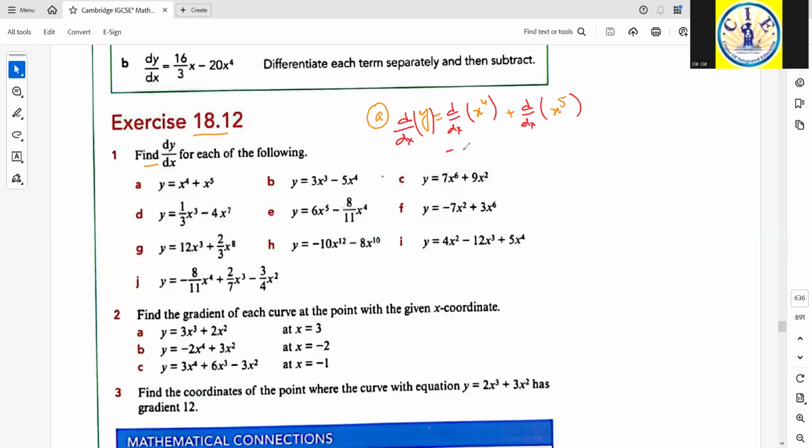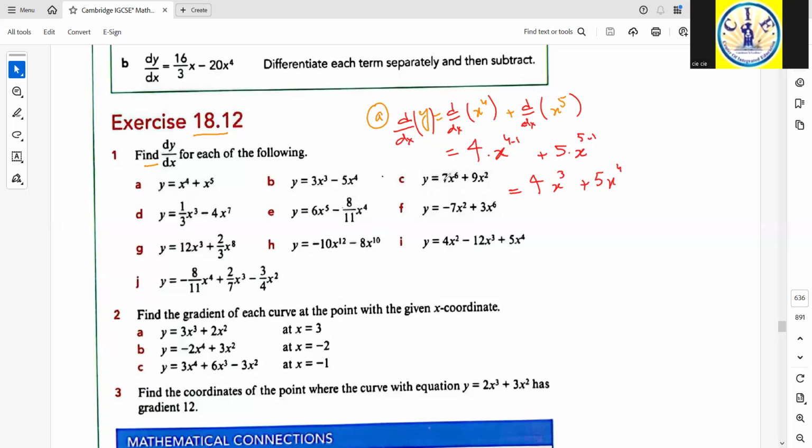So that will give us, applying the power rule, for example, 4 would be written at the beginning and then x raised to the power 4 minus 1. Same goes with the second term, 5 in the beginning and then x raised to the power 5 minus 1, which is 4x cubed plus 5x raised to the power 4.